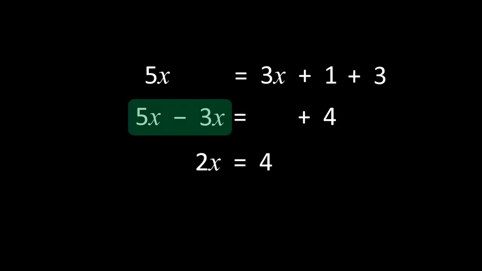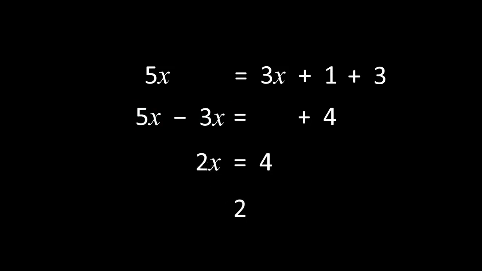Have we got x on its own? No, there's a 2 in the way. What's the 2 doing? It's multiplying. So when we move that 2 from the left to the right, it's going to do the opposite. It was times 2 on the left. On the right, it'll be divided by 2. 4 divided by 2 is 2.